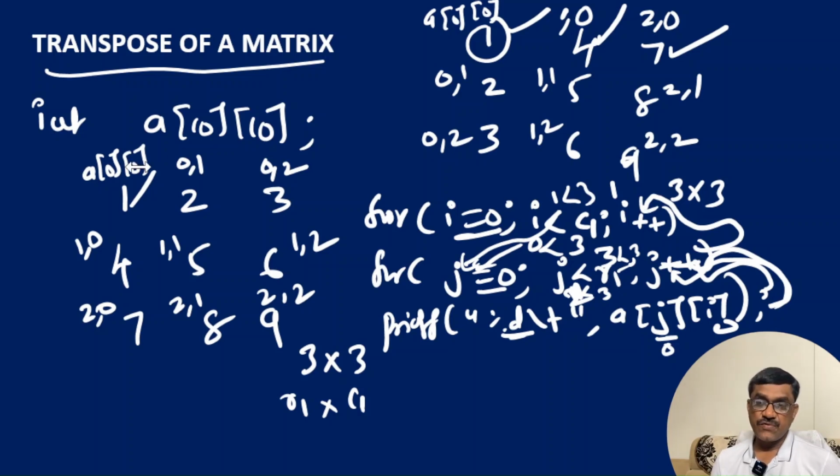So in this method, what we are doing is just rearranging the elements of j, and we are printing rows into columns and columns into rows. But you can use another method.